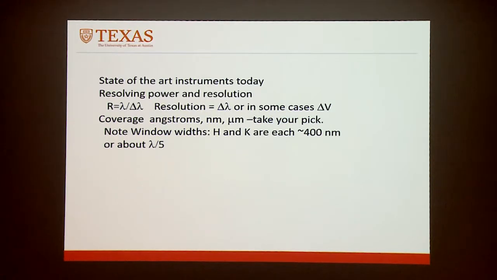And the other thing that we sometimes use is the velocity resolution. This comes out of radio astronomy, where we always talk about our resolution in velocity terms or in frequency. It can get very confusing, but all it takes is knowing what the speed of light is, and you can get from one to the other. The coverage, we tend to give in nanometers or microns or angstroms, so in wavelength units. An important handy number to remember is that both the H and the K windows are about 400 nanometers wide. This is about lambda over 5. So the width of the bands is about 20% of the wavelength.